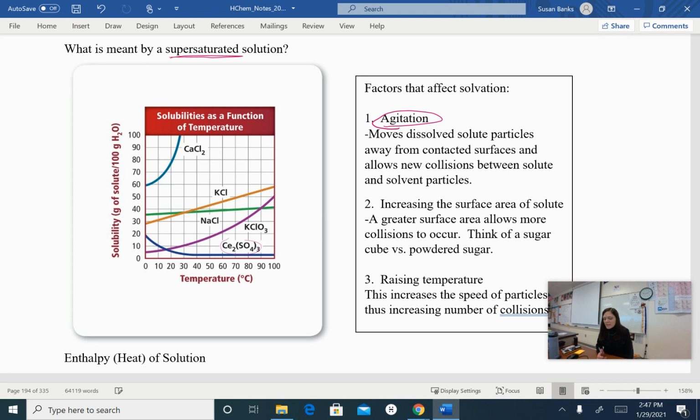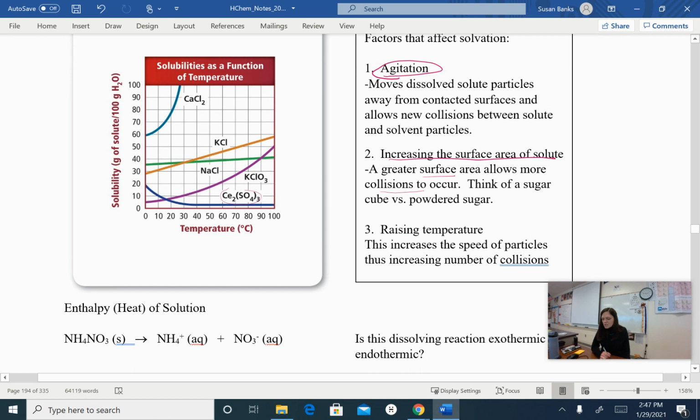Okay, what if I increase the surface area of the solute, crush it up into a fine powder? It makes it so much easier to dissolve because I have a greater surface area allowing more collisions to occur. Okay? Think about putting a sugar cube into a cup of hot water versus powdered sugar. Which one dissolves faster? The powdered sugar for sure, because I have more surface area to create more collisions between the sugar and the water. Okay? And then raising the temperature.